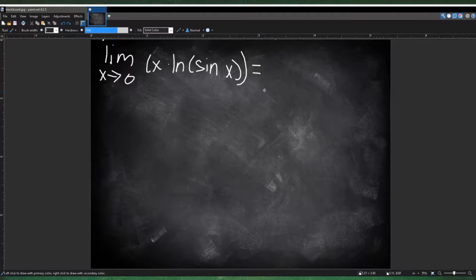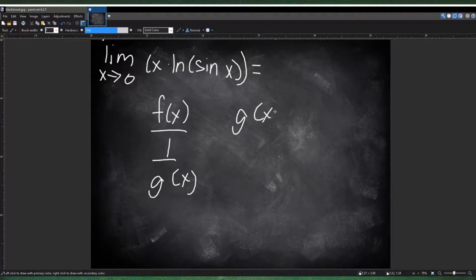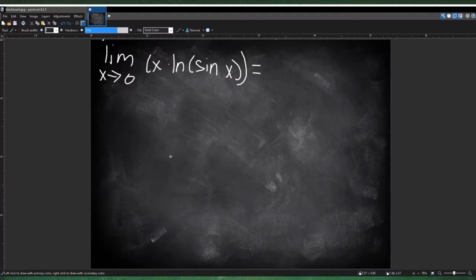So our form for 0 times infinity, remember, is basically just, if we have two equations, f of x divided by 1 over g of x, or g of x divided by 1 over f of x, right? So you just have one equation divided by the reciprocal of another. So we just need to choose one. And generally, we like to choose the easier one, which is usually the polynomial, so the x. So we're going to have ln of sine of x divided by 1 over x, right? This is the same thing as x times ln of sine of x.